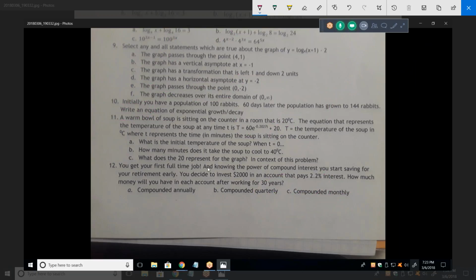But I believe that's the only answer I can think of for C. What does it represent for the graph? Well, it's clearly a vertical shift. And what does it represent in the context of this problem? Well, the only thing I can think of is the ambient room temperature, 20 degrees.